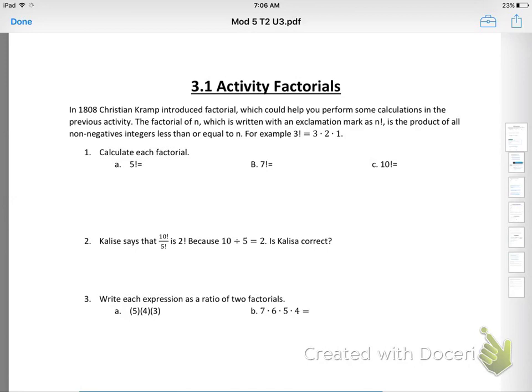For example, 3 factorial is 3 times 2 times 1. Okay, so if I was writing this, I would write 5 times 4 times 3 times 2 times 1. So whatever number it is, you kind of descend off of it. Okay, and then in your calculator, you could type 5 times 4 times 3 times 2 times 1. And you can get 120.